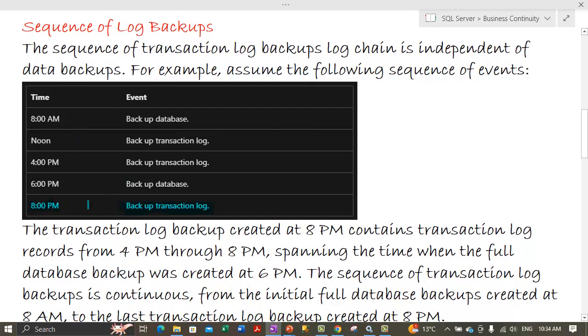So there are 3 transaction log backups at the interval of 4 hours, and apart from that we have 2 database backups. I hope that they are full database backups, this one and this one, not the differential ones.